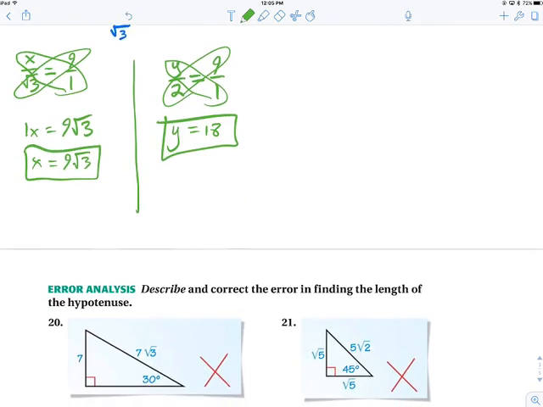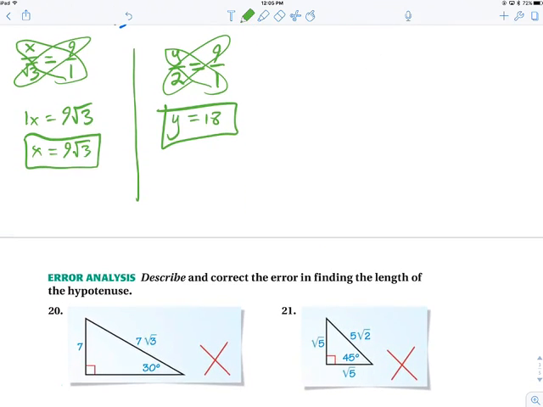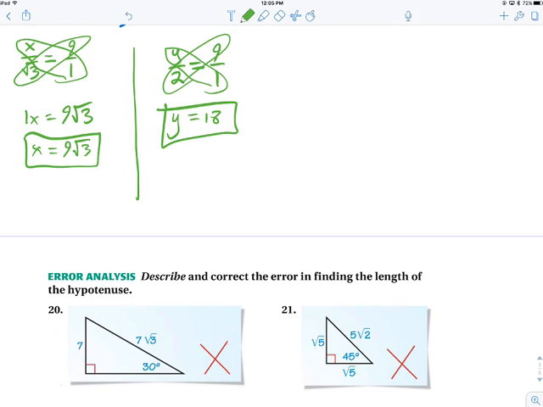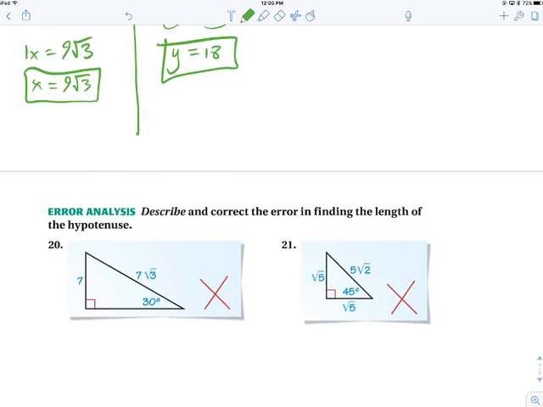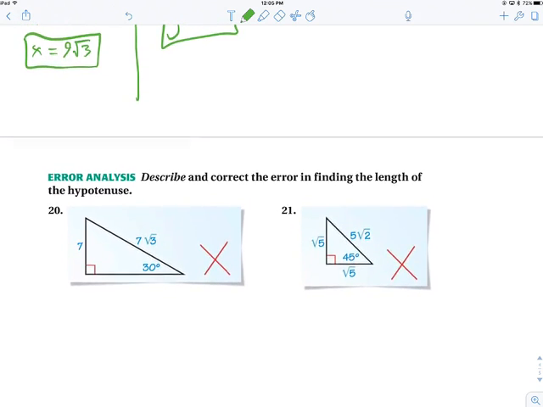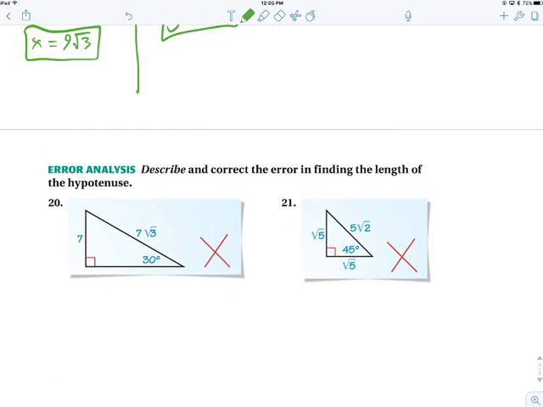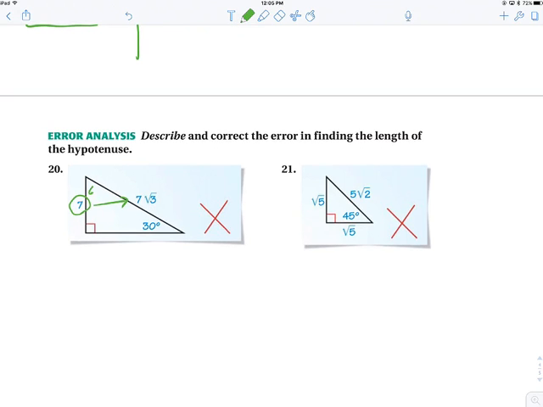Okay, so let's look at another problem. Now this one's already set up for us. Describe and correct the error in finding the length of the hypotenuse here. Okay, so they're saying that they used the 7 here to find the hypotenuse. What is wrong with that? Okay, so let's finish their picture. This is a 60. Okay, so let's say we had their problem. They had started with a 7 here.